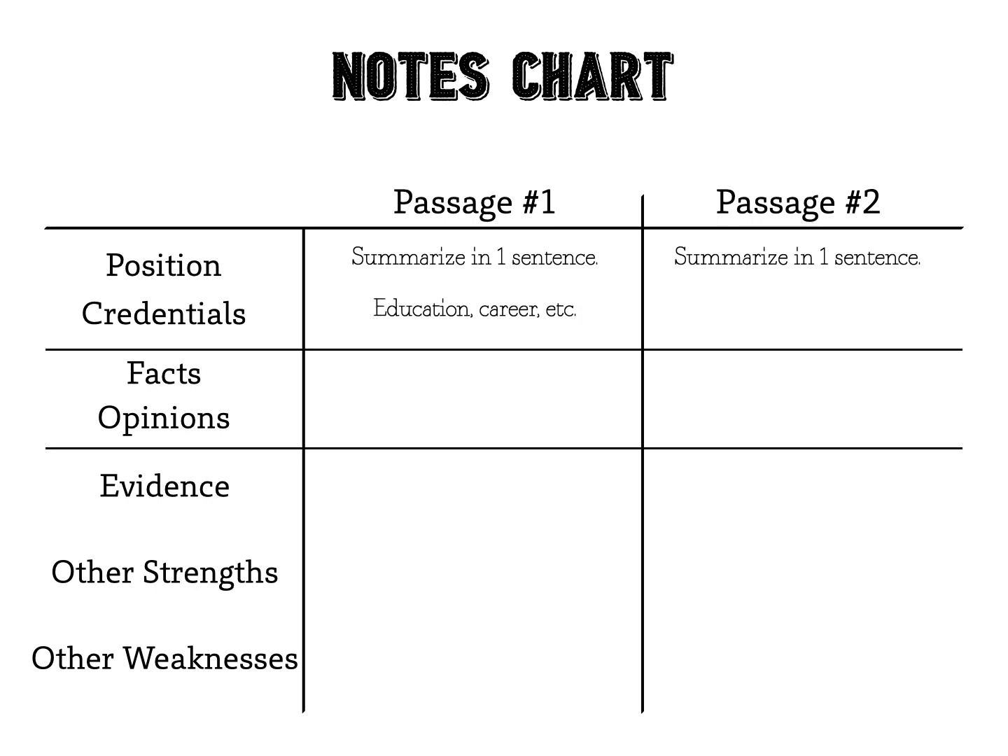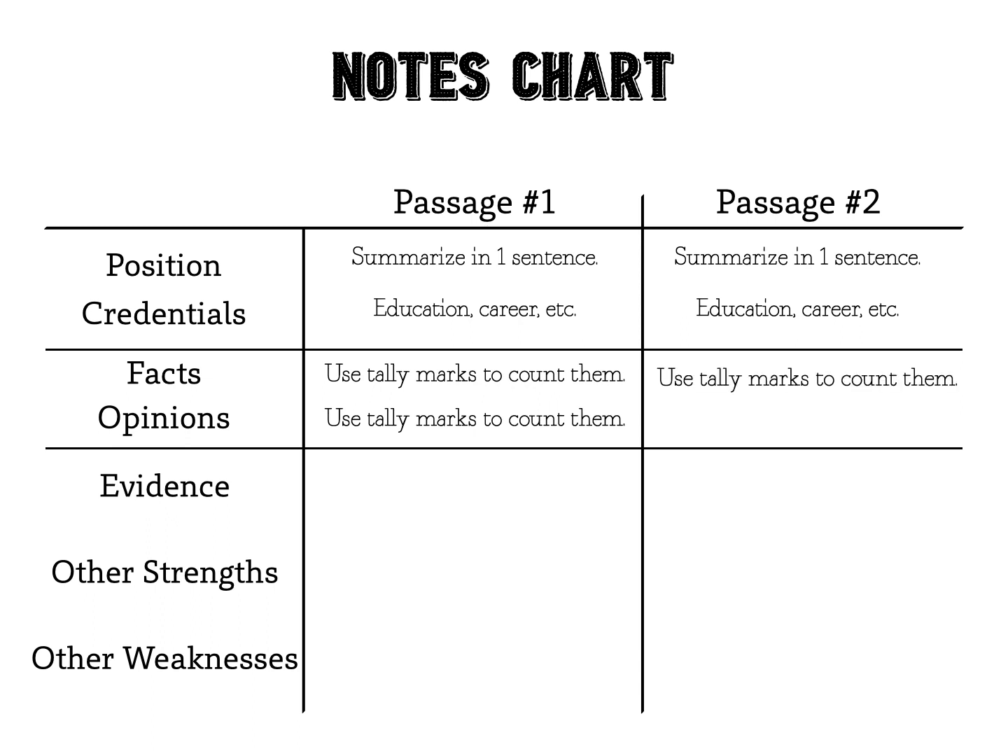For credentials, think about the person's career, their education. Again, anything that qualifies this person to speak on this topic, because that's something that you can use to argue that one is stronger or one is weaker. For your facts, just use little tally marks to count how many facts you find. Same with opinions. Let's see who has the most facts, who has the most opinions.